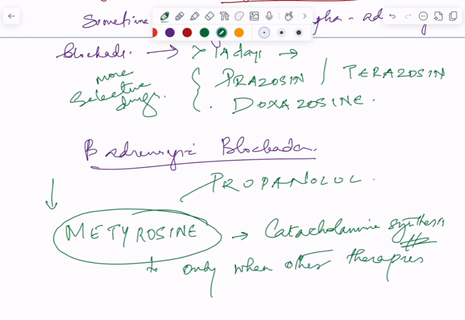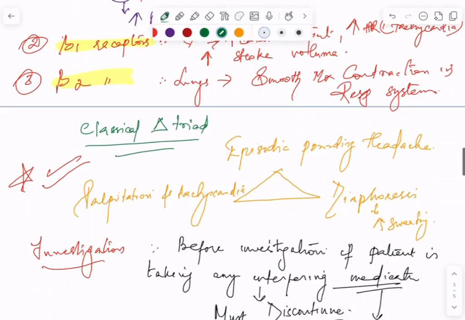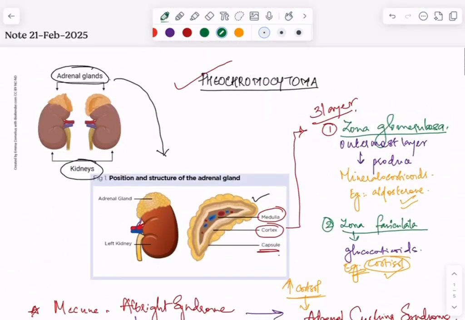Here we already discussed everything. Okay, you understand the outline. So we are finishing this pheochromocytoma. Hope you all understand this topic, and thank you very much. And we will see you soon with another topic. Thank you.